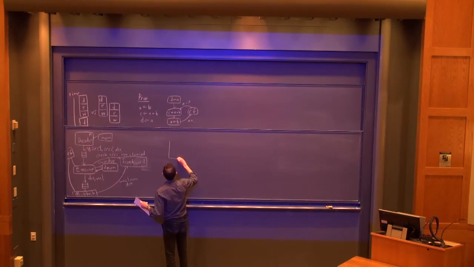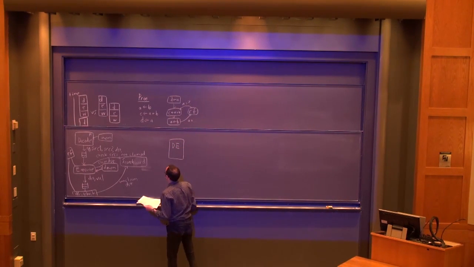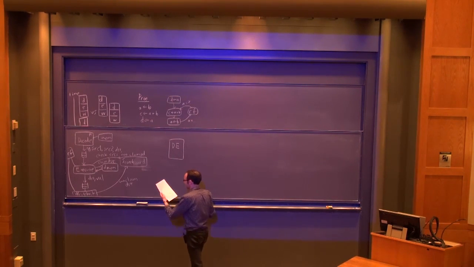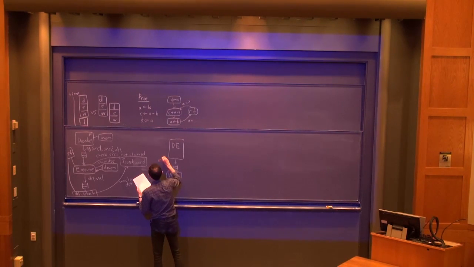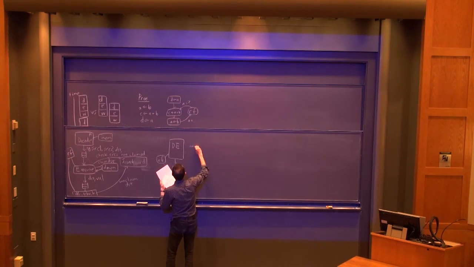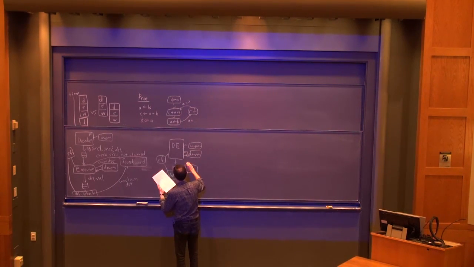Let's imagine I want to build one big pipeline stage called DE for decode and execute, which is then connected to the write back stage. And there's a register file that now both of them need to be able to touch. And still there's instruction memory and data memory. And there's the scoreboard, which both of these need to be able to touch.